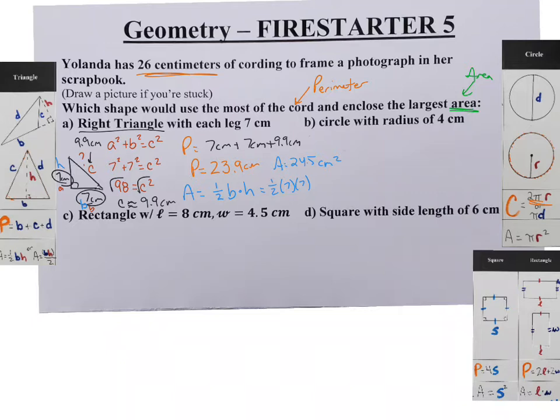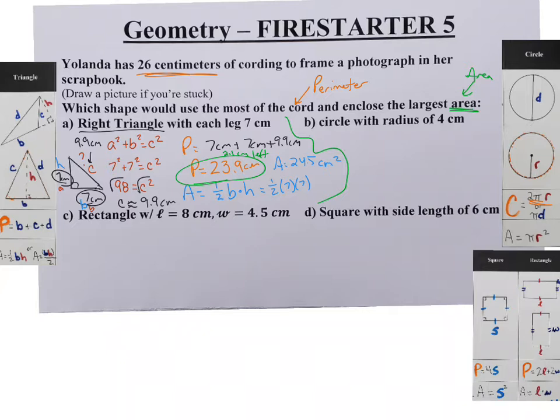Now, I don't know if this is the best one yet. I know this will work though. I know this is possible because this is less than 26. If that was more than 26, I couldn't use it. There would not be enough chord. But this one's going to have 2.1 centimeters left over, and it has 24.5 area.